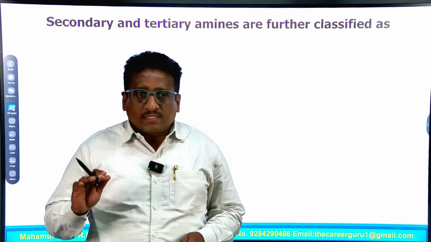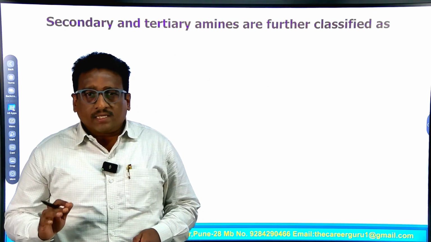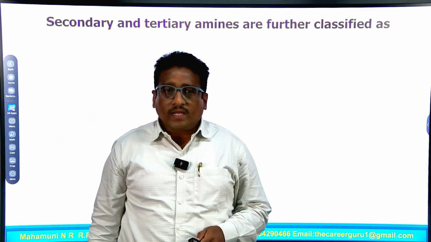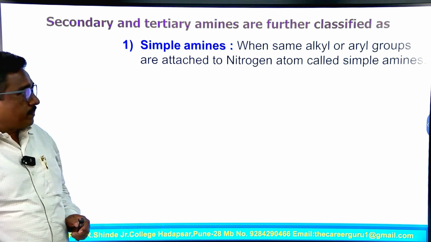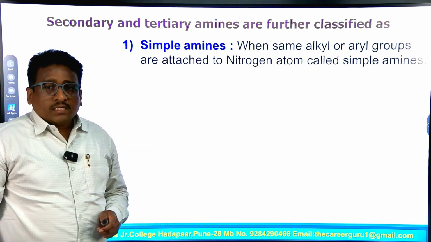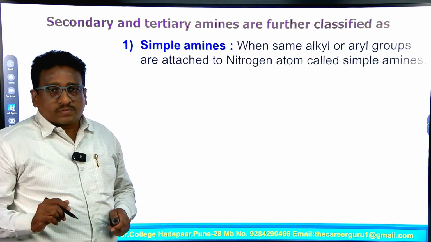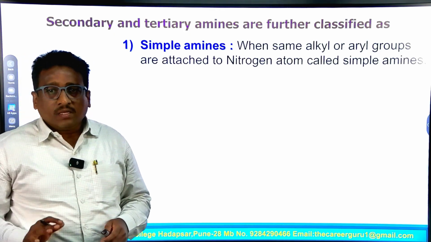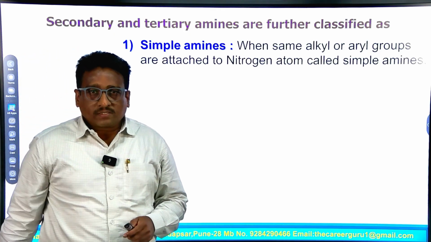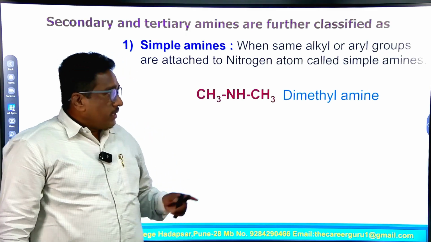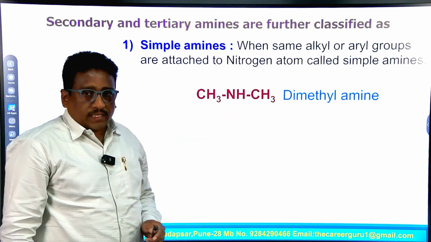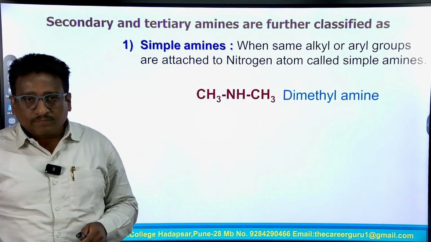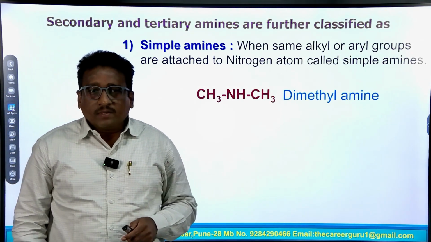Out of these, the secondary and tertiary amines are further classified into 2 types. Number 1, simple amine. So in simple amine, same alkyl or aryl groups attached to nitrogen atom are called simple amines. So for example, in this example, 2 methyl groups are attached to nitrogen atom. So this is dimethyl amine. This is the example of simple amines.